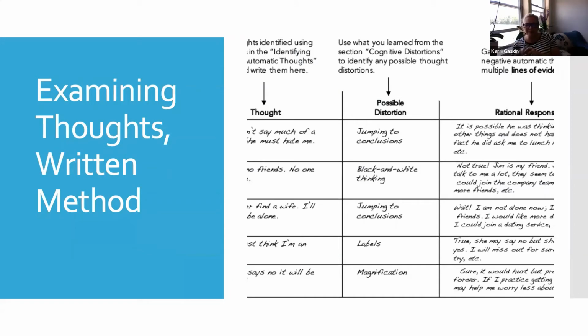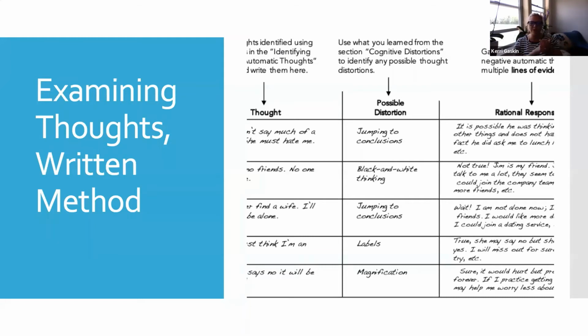Okay. So we've got the thought, the negative thought, the possible distortion, and then a rational response. So in this case, we're really looking at gathering the evidence, positive or negative, to help remind us of the truth of a situation where we're feeling anxious.